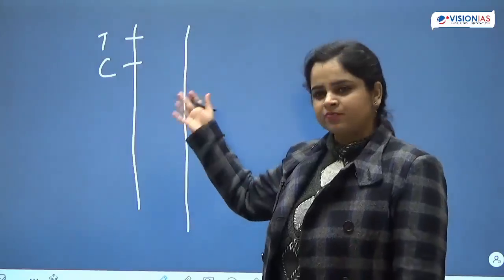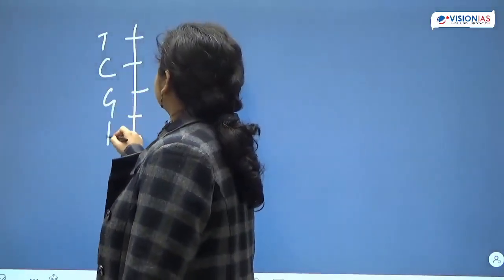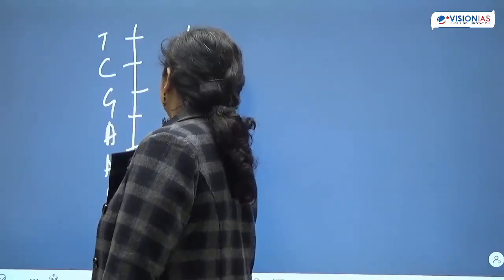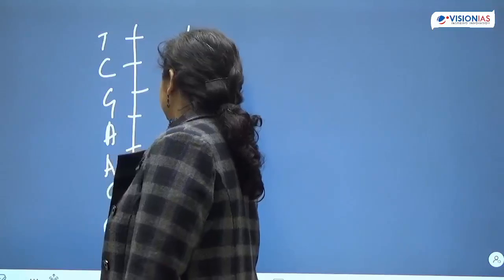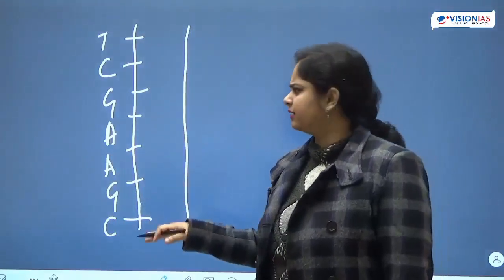Okay. Now I'm picking out any random pattern. So A, C, G, A, G, C. Okay, this is just one random pattern I've picked up.